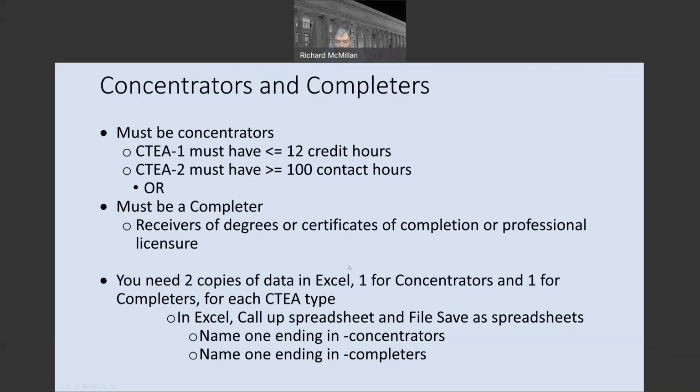You need 2 copies of data in Excel, one for concentrators and one for completers for each CLNA type. In Excel, call up the spreadsheet and use File, Save As. Name one ending in -concentrators. Name one ending in -completers.